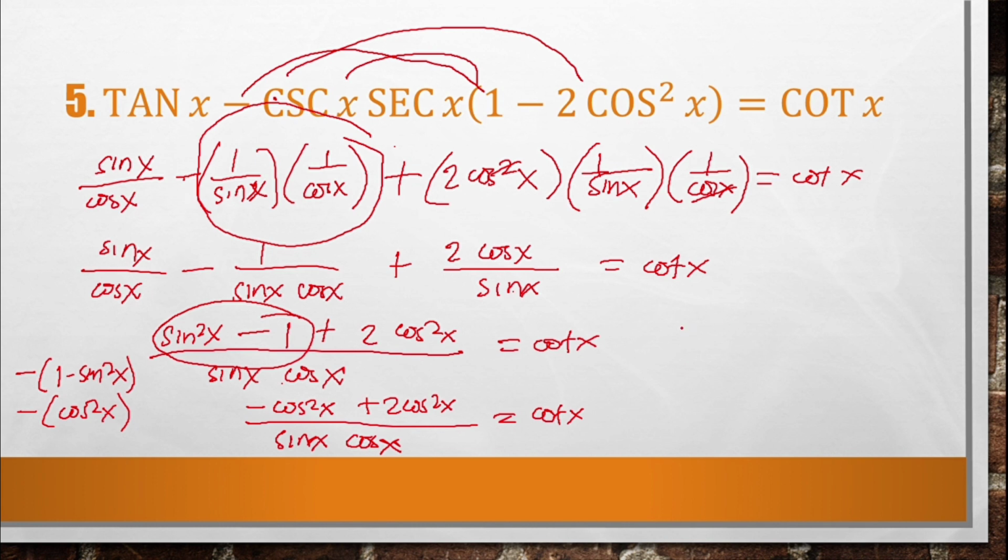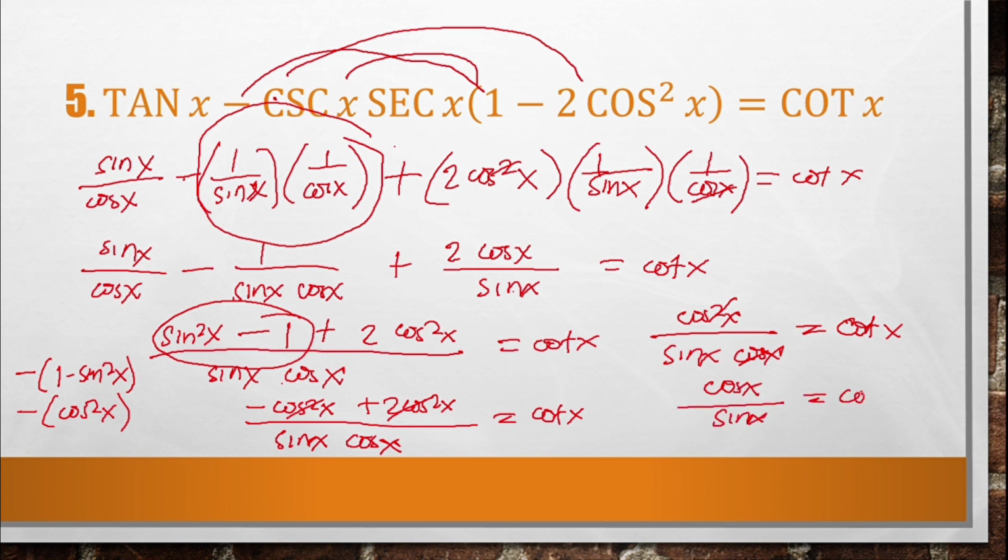So we are going to copy here. So the remaining here is cos squared x over sine x cos x only is equal to cot x. So cancel 1 cos. So therefore, cos x over sine x is equal to cot x. So cos over sine, that is cot x, is equal to cot x. So this is an identity, number 5.